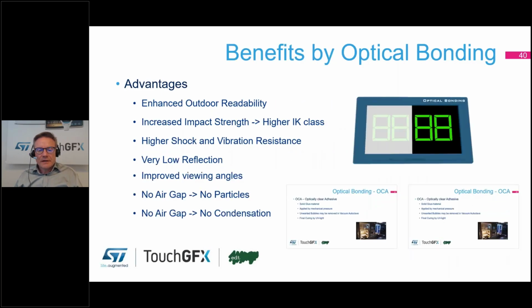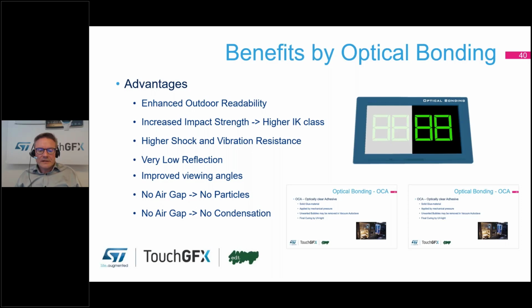So how does it look? This picture here shows it maybe a little bit schematic, but it clearly explains that the right side of the display is having an optical bonding, and the left side is without optical bonding. And it'll actually look like that if you take a display outside in the sunlight.